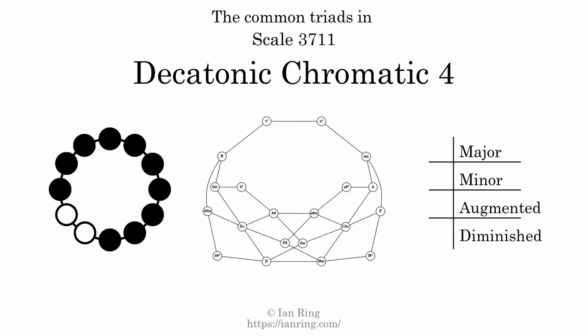The diagram in the center is a graph of parsimonious voice leading between triads. There are 6 major triads. There are 6 minor triads. There are 2 augmented triads. There are 6 diminished triads.